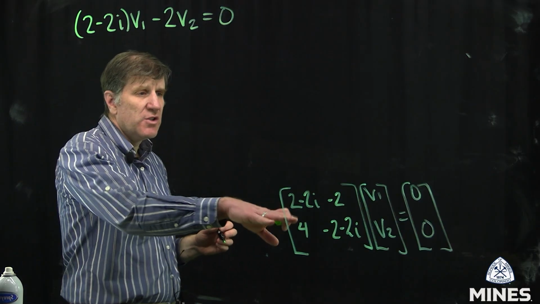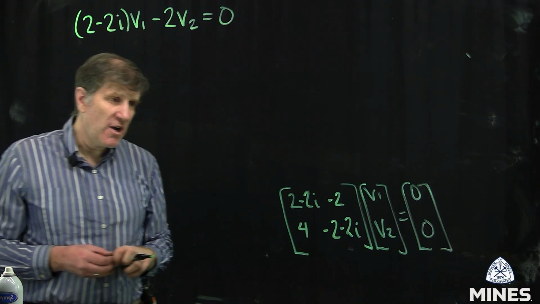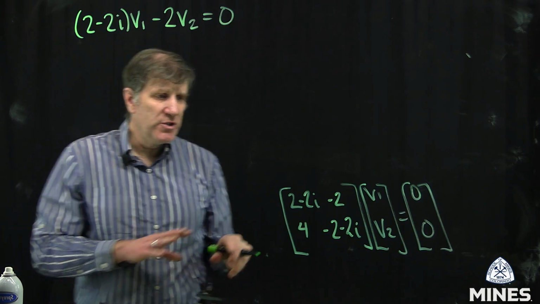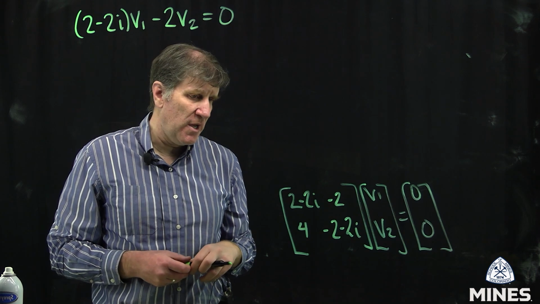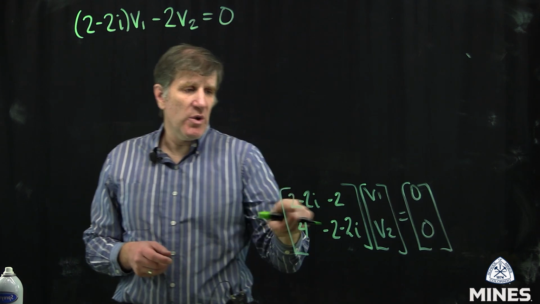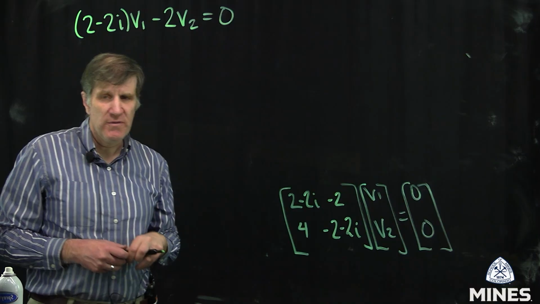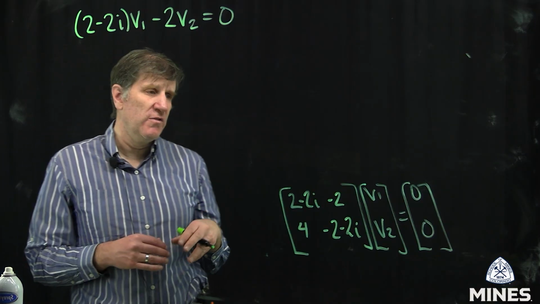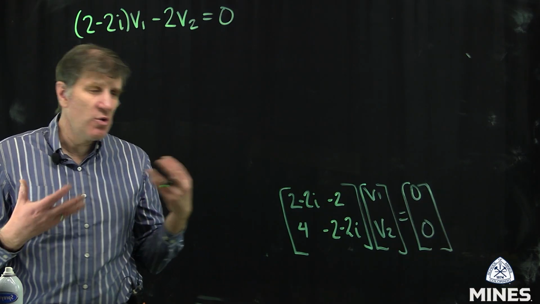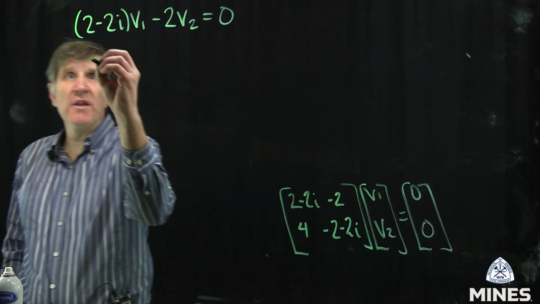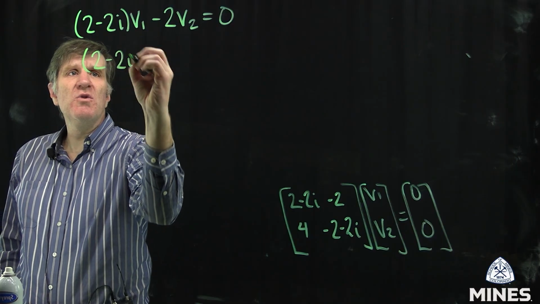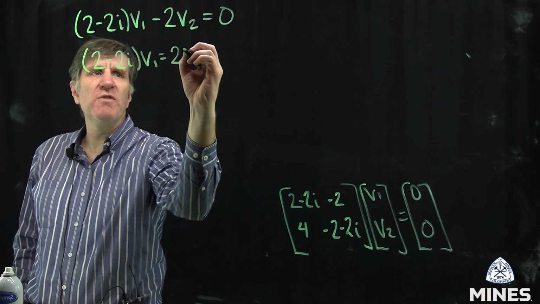The two equations look different now with complex numbers. They are still equivalent. If I multiplied the second line through by the conjugate, minus 2 plus 2i, what I would get is a line that was a multiple of the first one. So the two equations are still equivalent. I don't have two equations for the two unknowns. I just have the one, which is nice. So this looks like 2 minus 2i times v1 equals 2 v2.